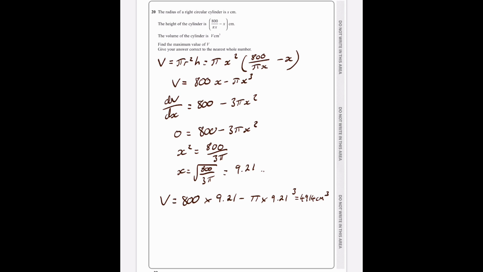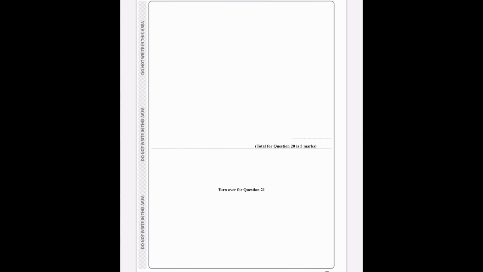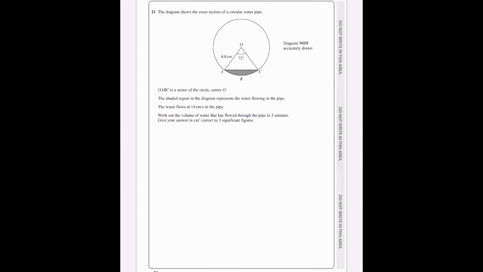4,914 centimeters cubed. You could do that question on a GDC by plotting it as a graph and using gsolve max, more efficient. It actually doesn't say we have to show clear algebraic working, so that would be fine.